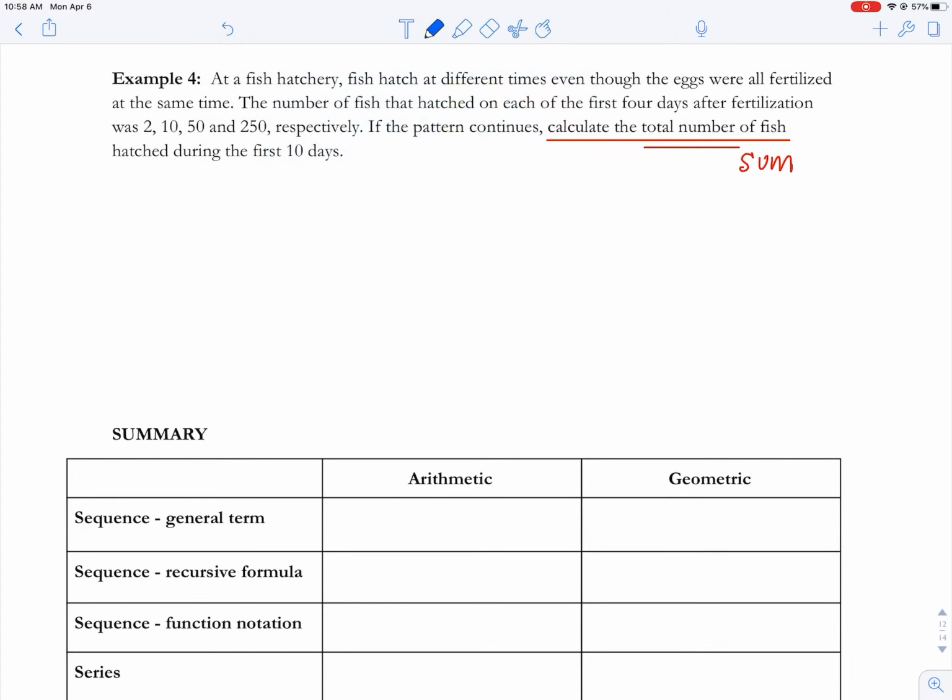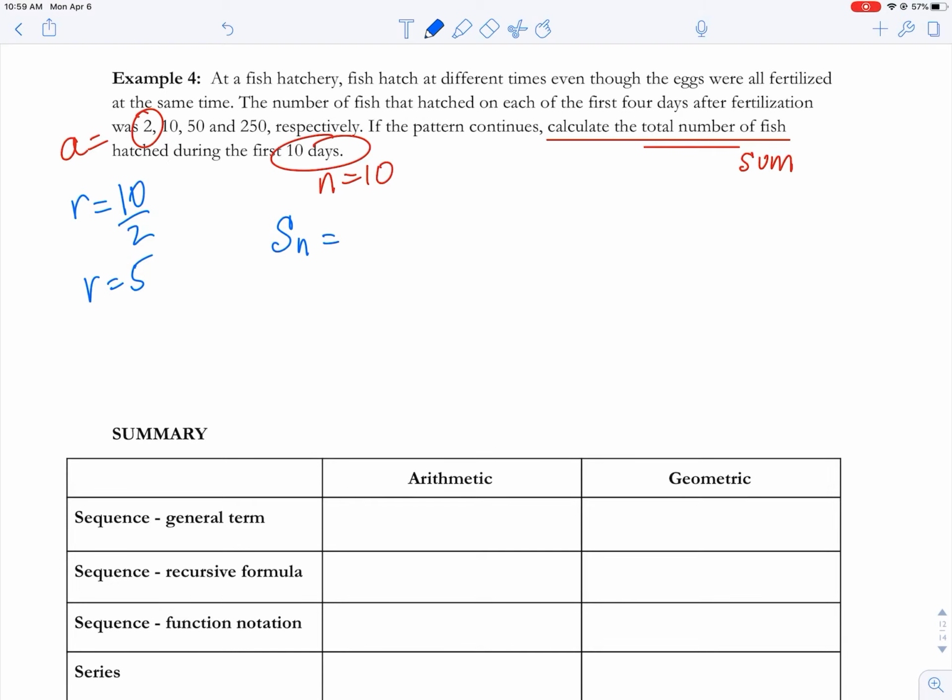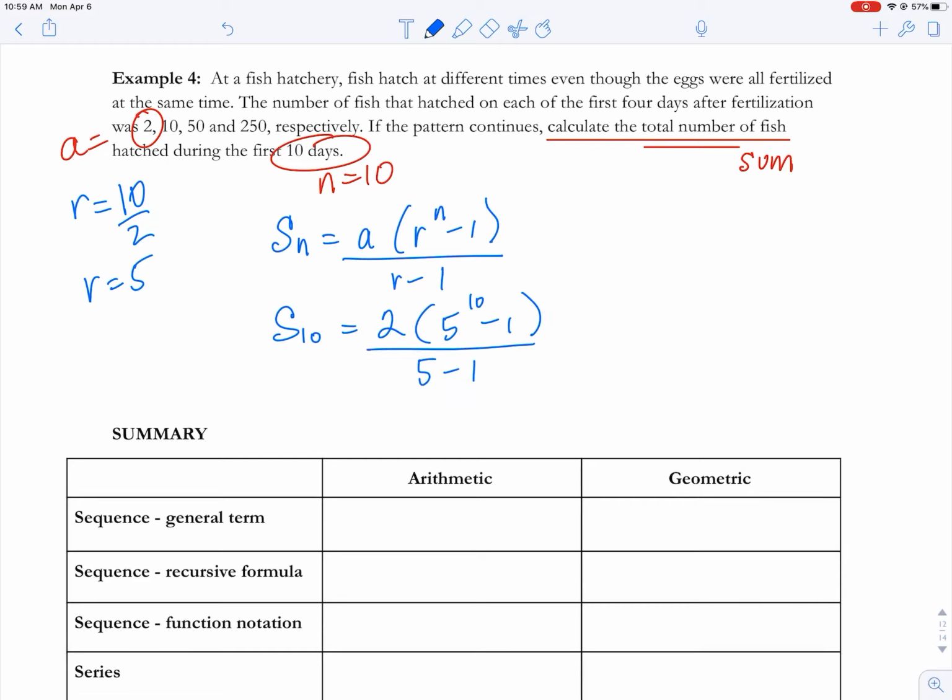And they give us our first term, that's going to be our A. A is 2. They give us 10 days, so N is 10. We can calculate that R, which would be 10 divided by 2, so R is 5. We have all of this. We'll put it into the formula Sn equals A times R to the n minus 1 all over R minus 1. So S10 equals 2 bracket 5 to the 10 minus 1 close bracket all over 5 minus 1.